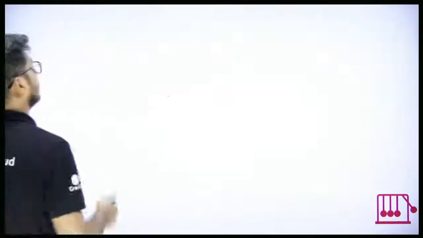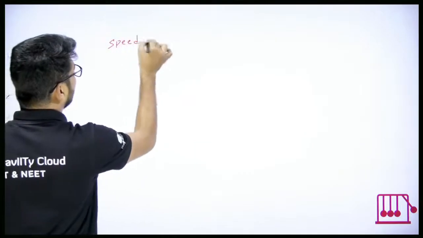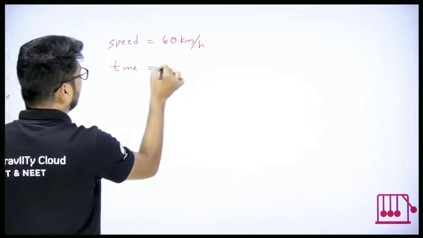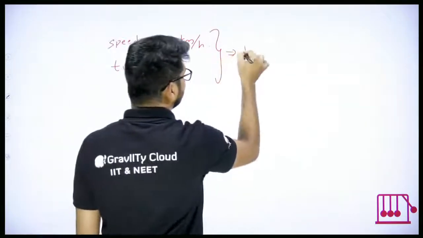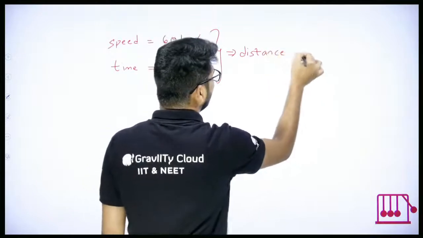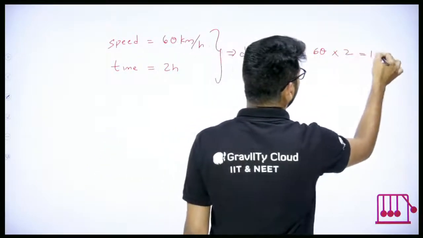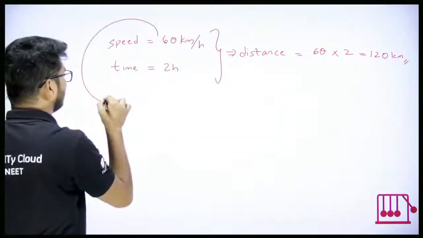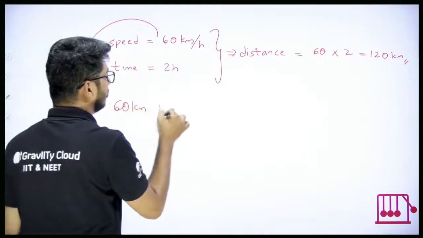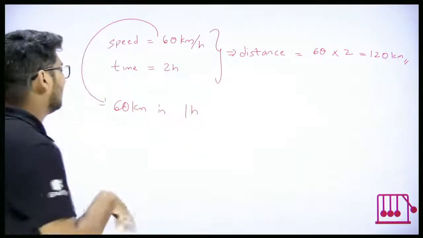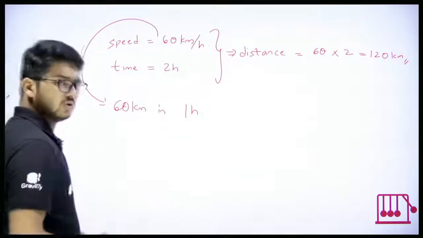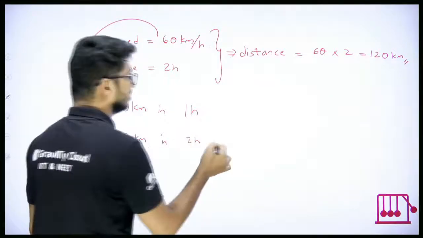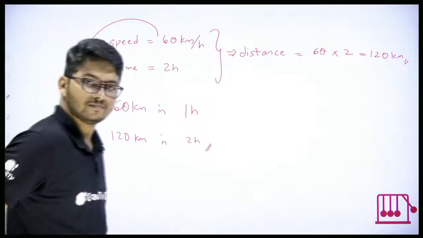I'll give a simple example for you. Let's say speed is equal to 60 km per hour and time is equal to 2 hours. How do you get the distance? Distance traveled, you go with 60 into 2, and you will say 120 kilometers. Yes or no? Because 60 km per hour means 60 km in 1 hour. If you need that in 2 hours, you multiply by 2. 60 into 2 becomes 120 km. That's it. End of story.